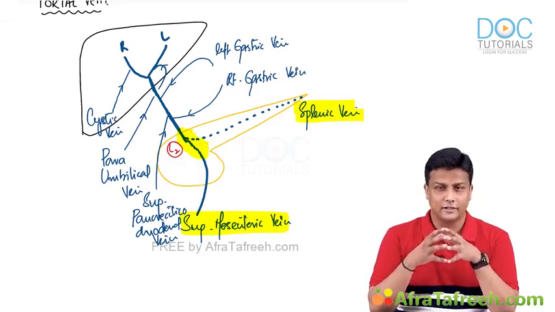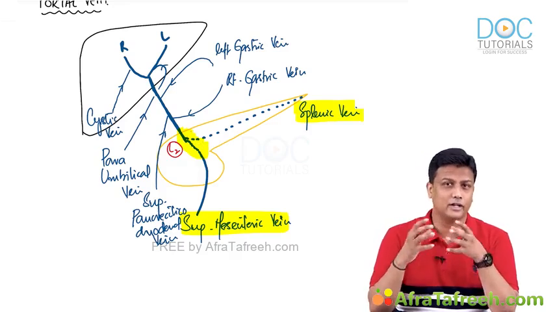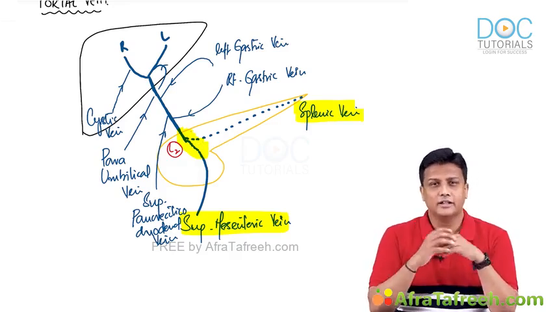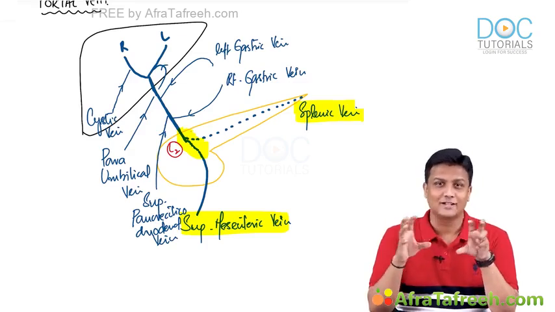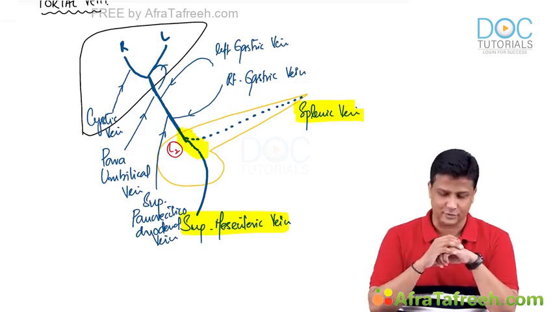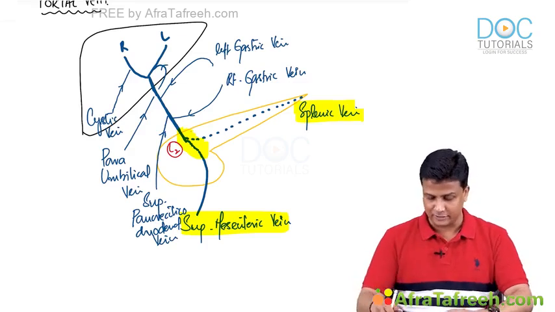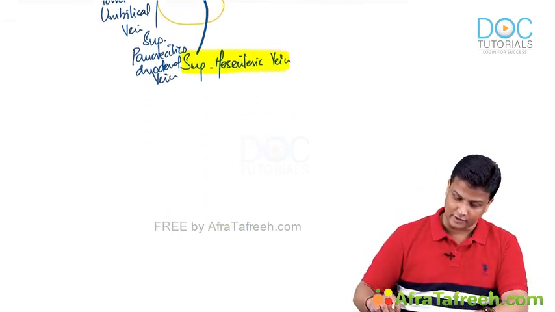Now, once you are comfortable with this topic, as I told you in the very beginning, the planning here is that after completing the portal vein and all the tributaries of that, the next thing that we have to learn is the inferior vena cava. And then we'll see the anastomosis between these two, that is portocaval anastomosis. So let us go towards the next topic, that is inferior vena cava, guys.